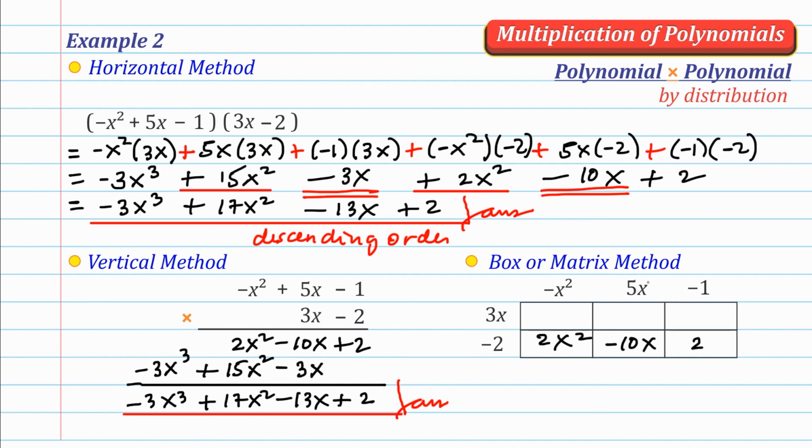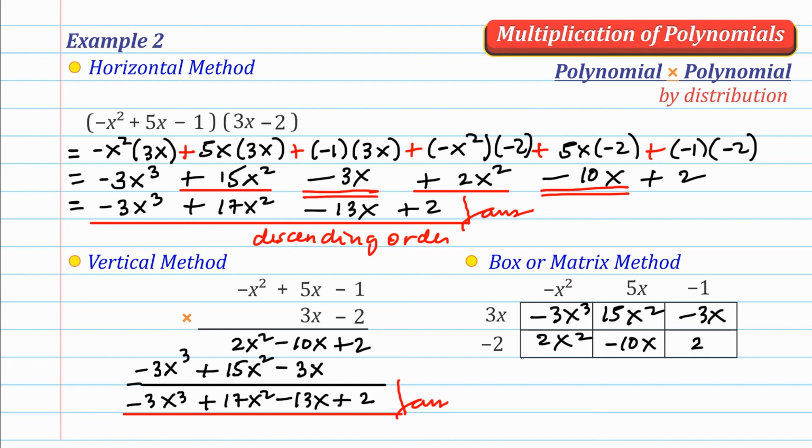Negative 2 distribution done. 3x naman tayo. So 3x multiplied by negative 1 is negative 3x. Again, nakatapat doon sa kanilang tapat din. 3x times 5x is 15x squared. And then finally, we have 3x times negative x squared is negative 3x cubed.